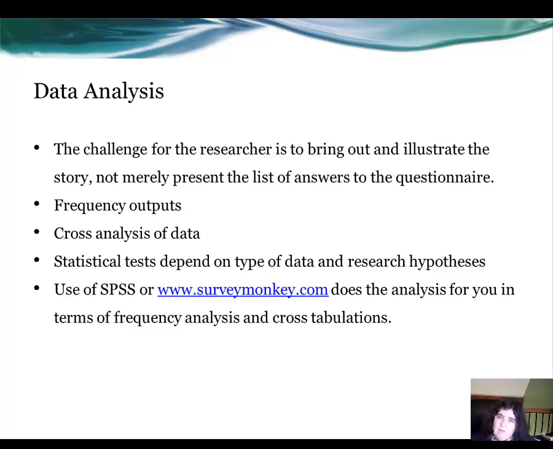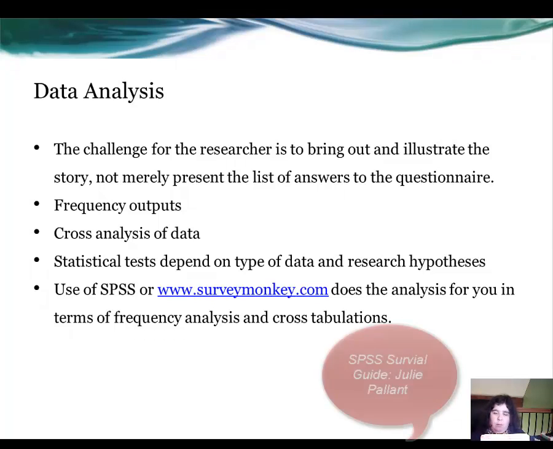statistical analysis as well. Use of SPSS or SurveyMonkey does the analysis for you in terms of frequency analysis and cross tabulations. SurveyMonkey will be described in another video, and SPSS, I would recommend that you look at a variety of textbooks, ones such as this text, which is SPSS Survival Manual. It does throw a lifeline to students and researchers grappling with data analysis.